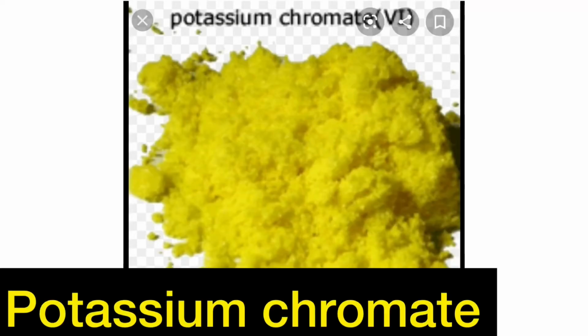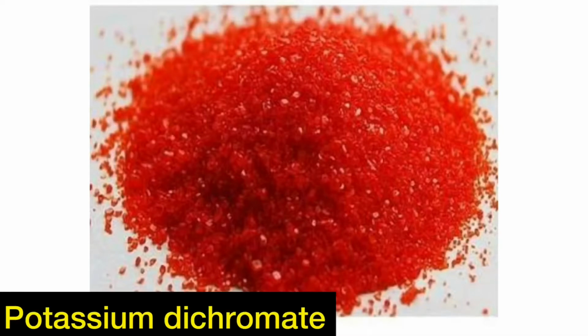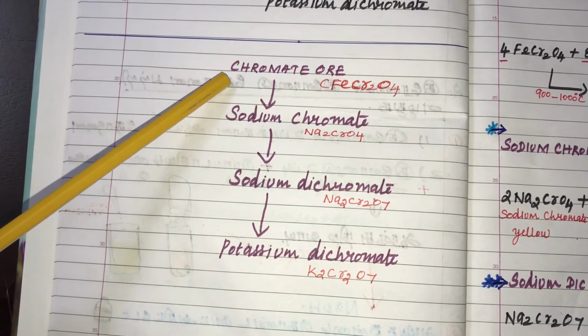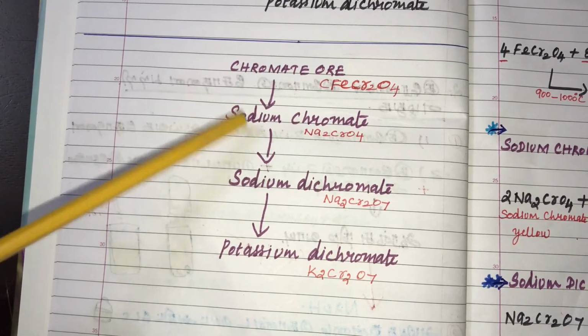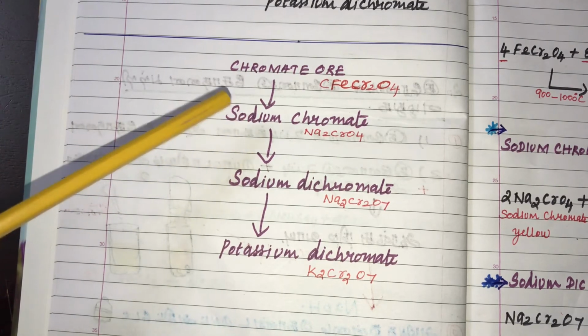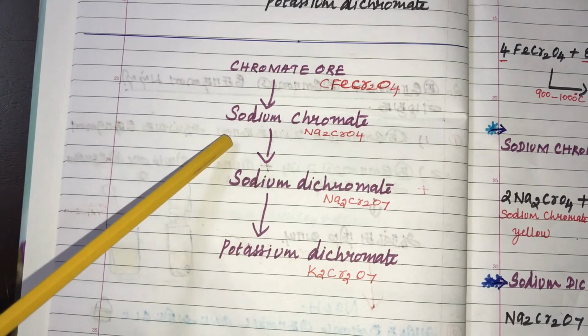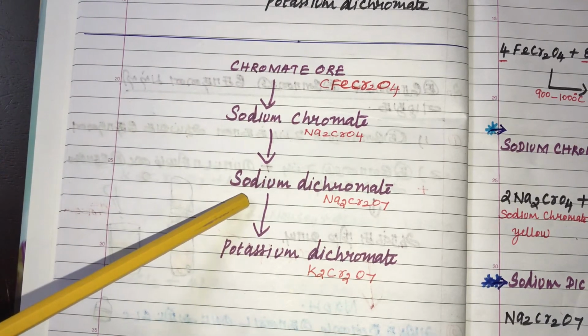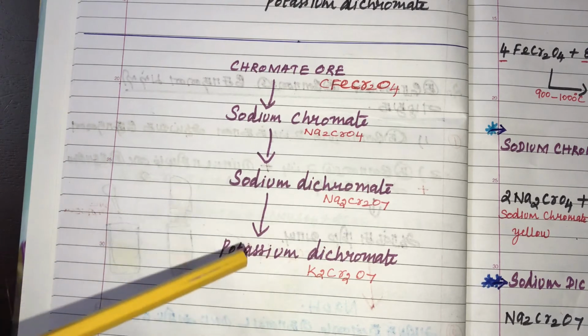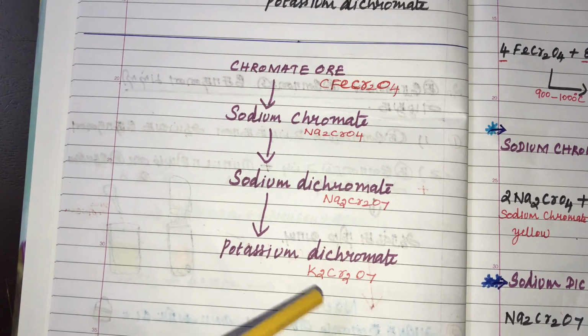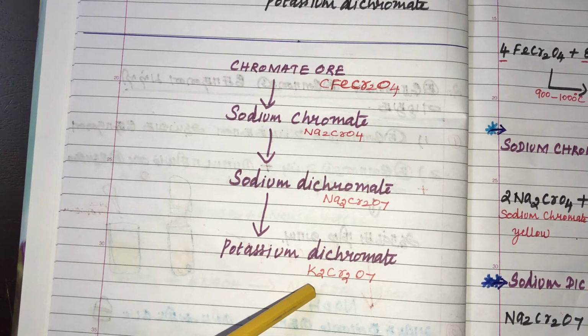This one is yellow colored potassium chromate, and this one is red orange crystals of potassium dichromate. To memorize easily, we can see this chromite ore FeCr2O4. First it is converted to sodium chromate by treating with lime and sodium carbonate. That on treatment with sulfuric acid gives sodium dichromate. The sodium dichromate on treatment with potassium chloride gives potassium dichromate. From the hot solution, on cooling, we get crystals of potassium dichromate.